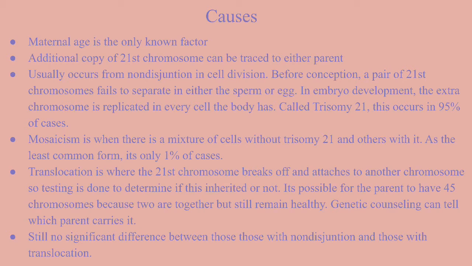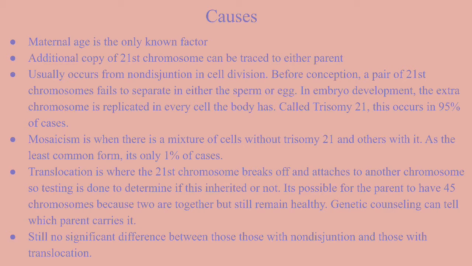The cause of Down syndrome is that maternal age is the only known factor. An additional copy of the 21st chromosome can be traced back to either parent with genetic testing. This usually occurs from non-disjunction in cellular division. So before conception, a pair of 21st chromosomes fails to separate in either the sperm or egg. In embryo development, the extra chromosome is replicated in every cell the body has.